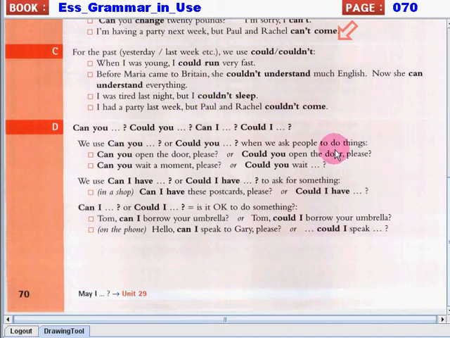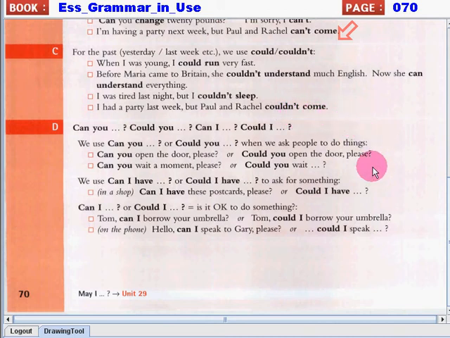I had a party last week, but Paul and Rachel couldn't come. So here, again, we can see the time expression. This action happened last week. And, of course, because of that, we have to use the word could or could not because it's negative. Now, students, it's very easy to understand.